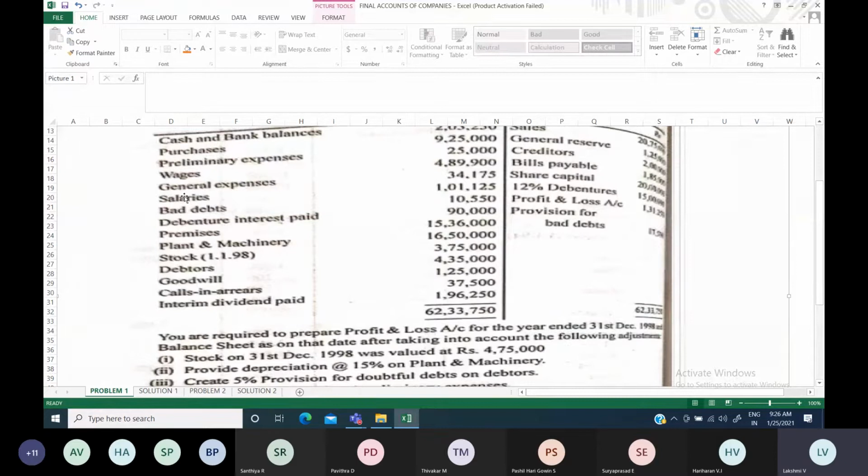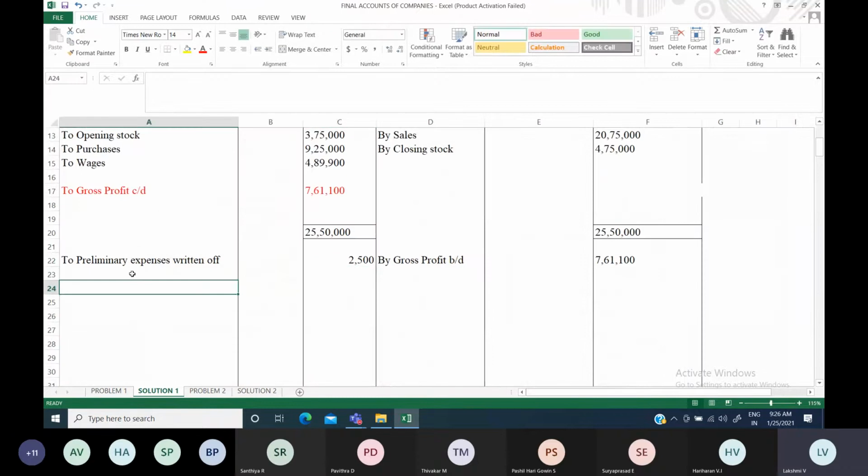Then wages we have already done. Then general expenses we have to put. So general expenses, 34,175, on the profit and loss account debit side. We usually don't have any adjustments for general expenses and things like that. So surely we can enter the amount.